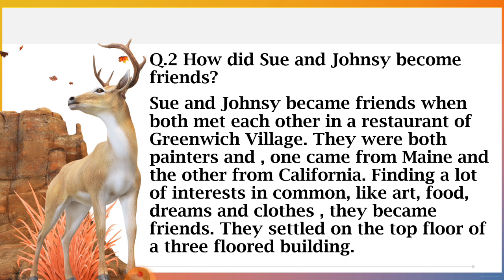The next question, how did Sue and Johnsy become friends? Sue and Johnsy became friends when both met each other in a restaurant of Greenwich Village. They were both painters, and one came from Maine and the other from California. Finding a lot of interest in common, like art, food, dreams, and clothes, they became friends. They settled on the top floor of a three-floored building.